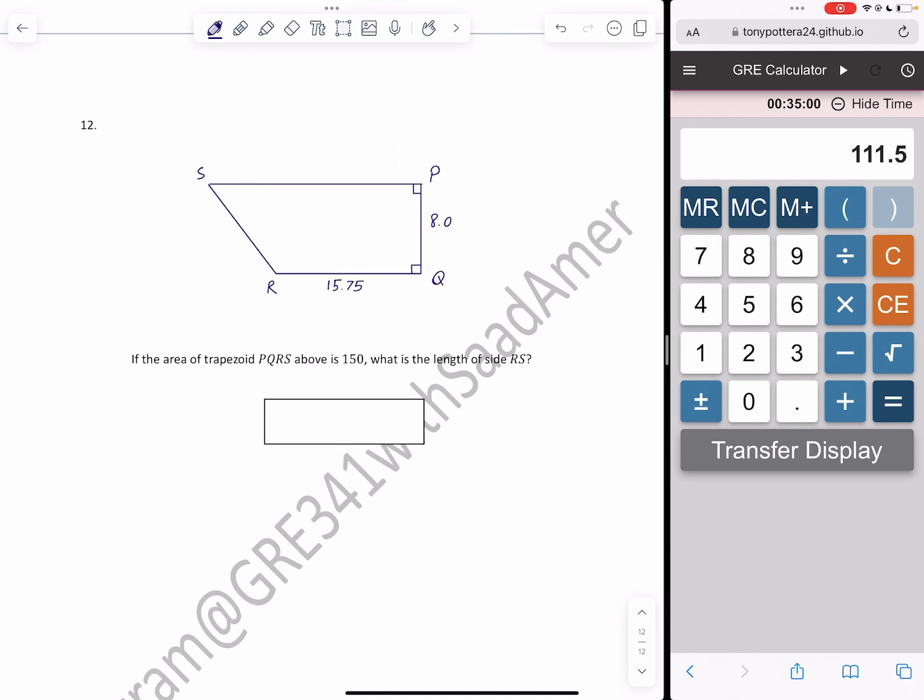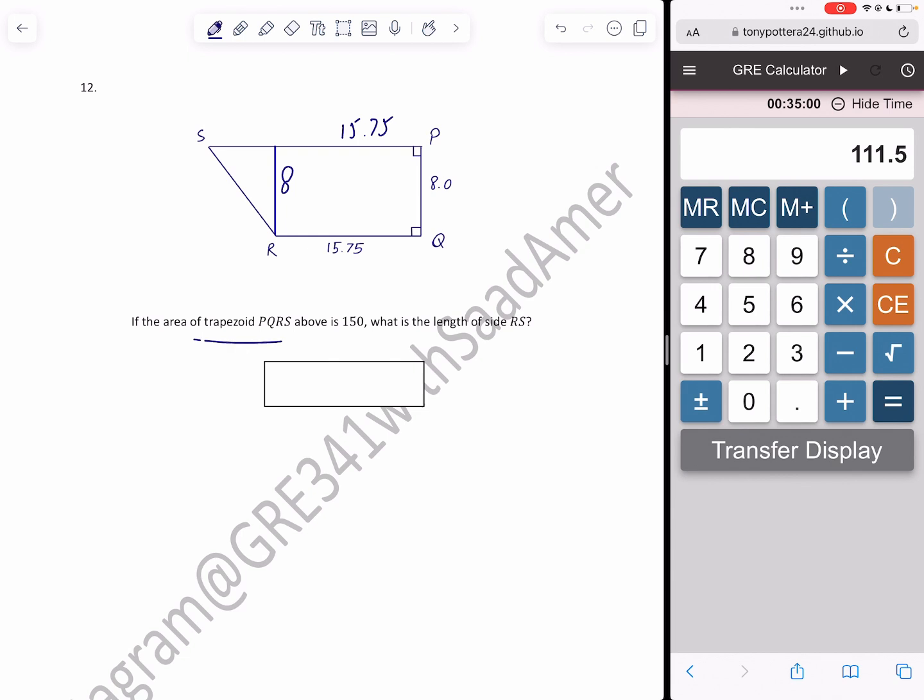So we're on the last question now. Question number 12. If the area of trapezoid PQRS is 150, what is the length of side RS? So I'm just going to extend this over here. This is also equal to 8. This is also equal to 15.75.